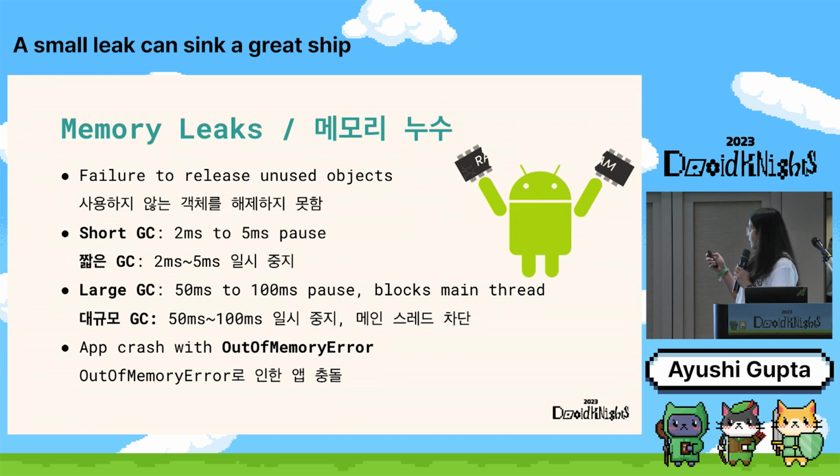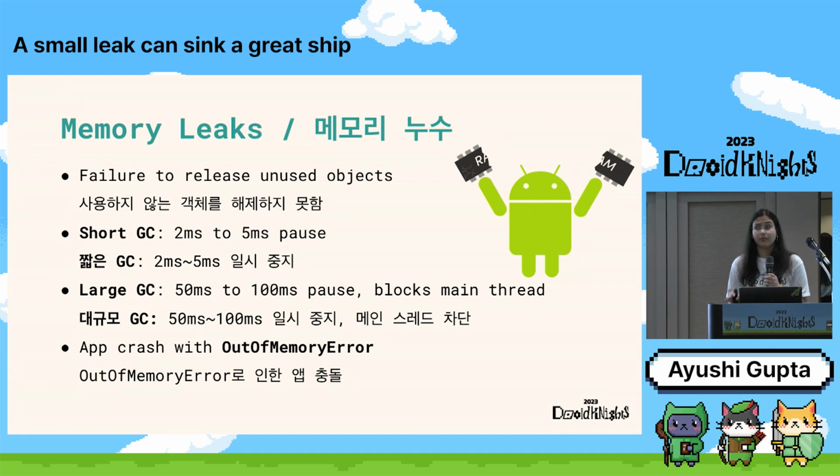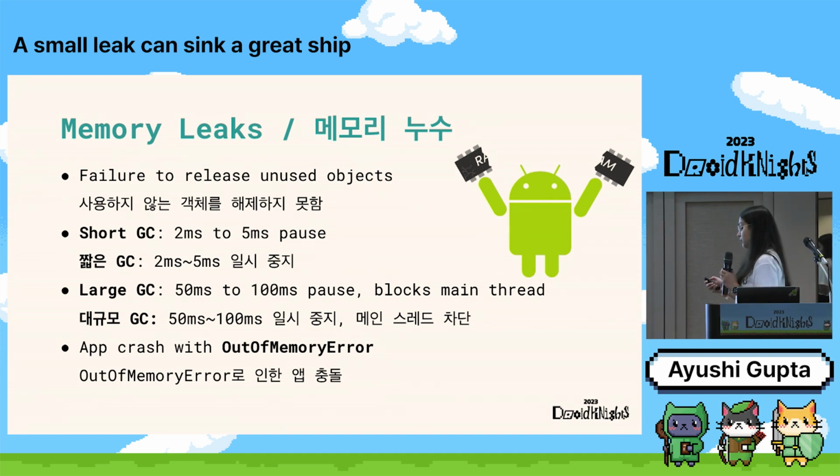So initially, what would happen? First, a short GC will come into the picture. And the user might not notice it because it's around 2 milliseconds to 5 milliseconds of pause, and it runs on a different thread. But let's say you have some serious memory leak issues. Then the big bro has to come in. So after short GC, we have large GC that comes in.